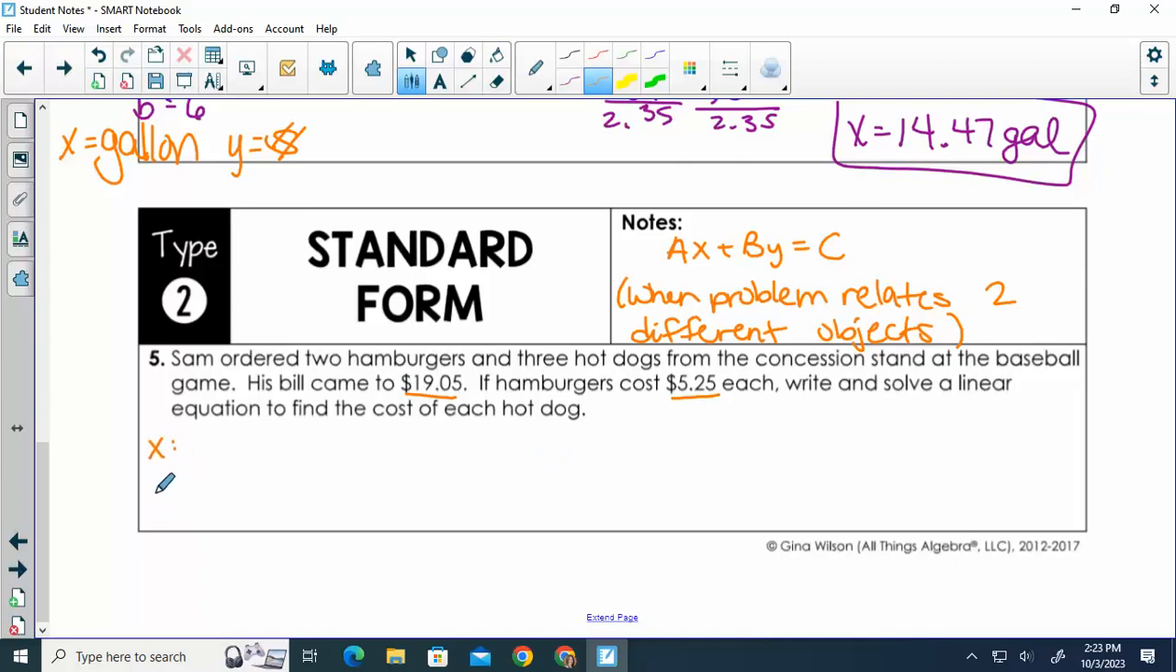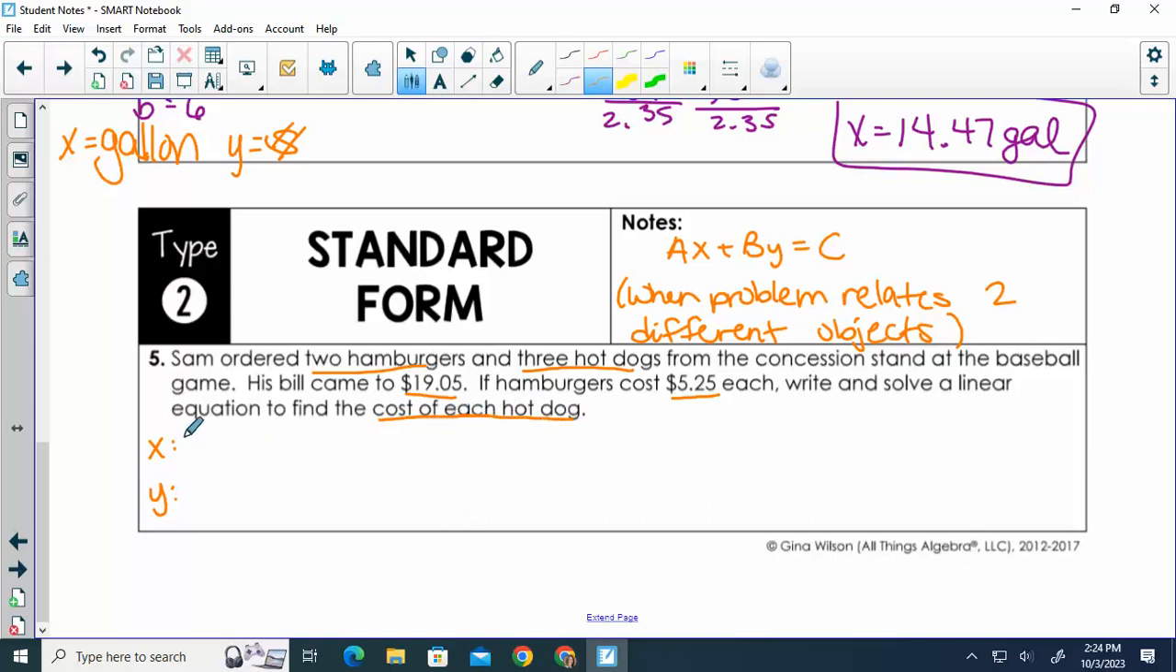X and Y. We have to figure out what we don't know. So I know how many hamburgers he bought. I know how many hot dogs he bought. And I have my bill, right? What am I trying to find? The cost of each hot dog. Okay.